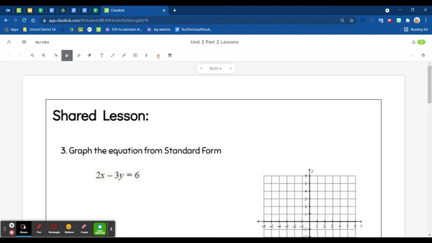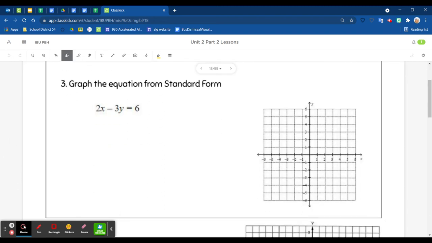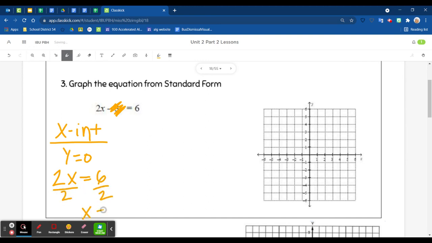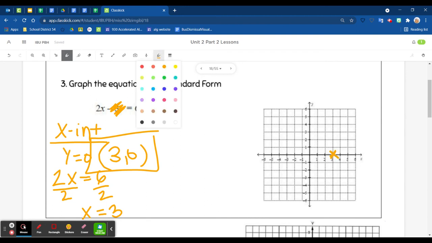We'll practice this a few times. So we're going to graph from standard form. Let's use our new skill of finding the intercepts to graph. So for the x-intercept, y equals 0, basically going to cover it up, and I have 2x equals 6. When I divide by 2, I get x equals 3. So my x is 3, my y is 0. Let's go ahead on the graph. Let's plot that. 3, 0. Oh, look at that, right where I crossed the x-axis.